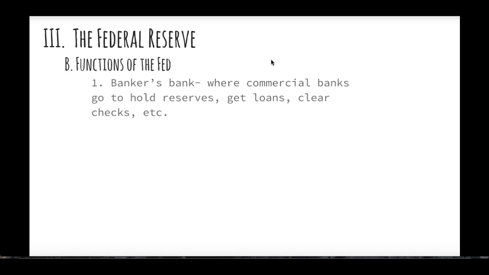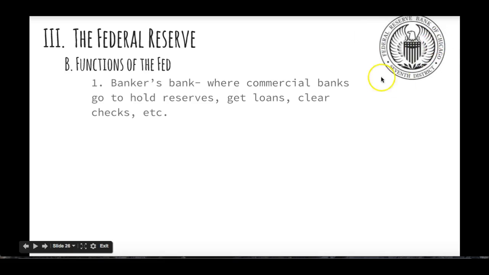This is actually where actual banks go to do their banking. So when we want to have a safe place to put our money, we put it in a bank. We get loans from a bank, okay? We are going to write checks from our bank account. Well, the Federal Reserve is where a bank is actually going to go and hold their money, and they will get loans from the Federal Reserve, and they will have checks cleared from the Federal Reserve. So that's one of the big functions of the Fed.